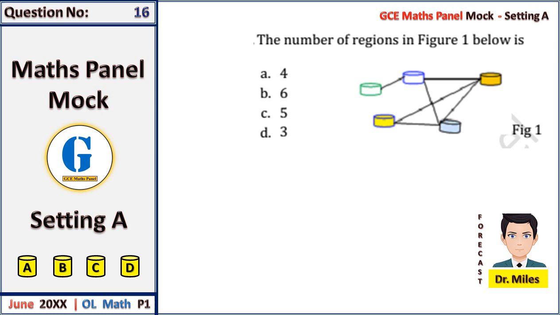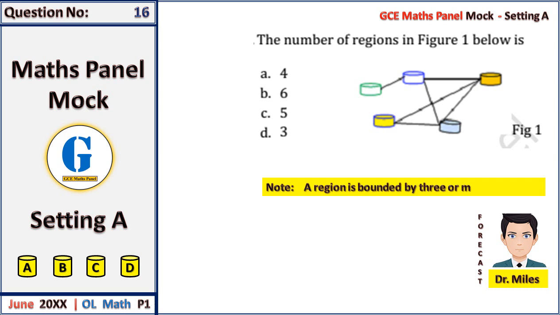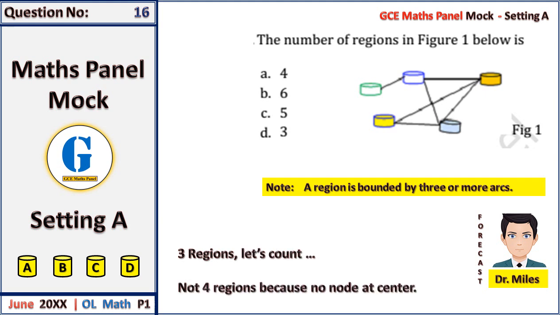The number of regions in the figure shown is... Now this question is so much tricky. Note, a region is bounded by 3 or more arcs. Let us look at the regions that you have here. Normally we have 3 regions and not 4. I'm going to show you how to do the counting.